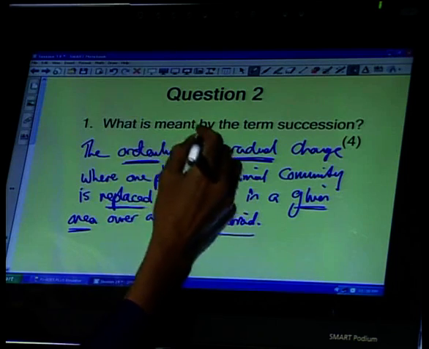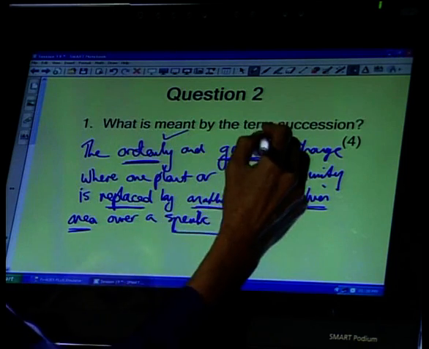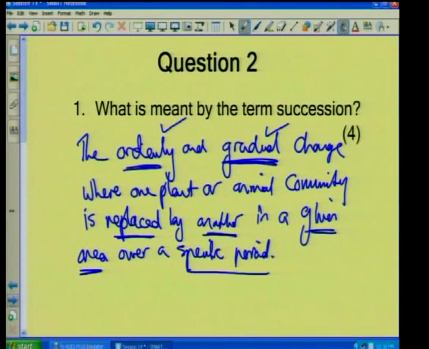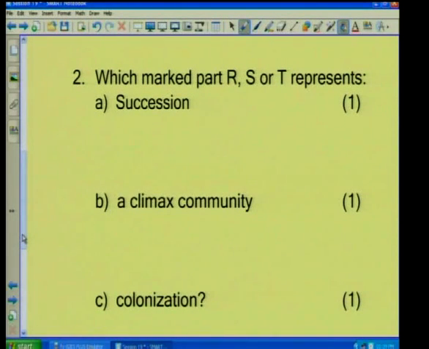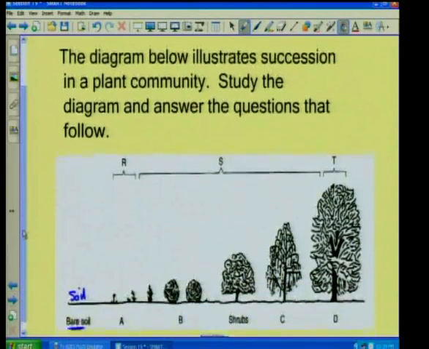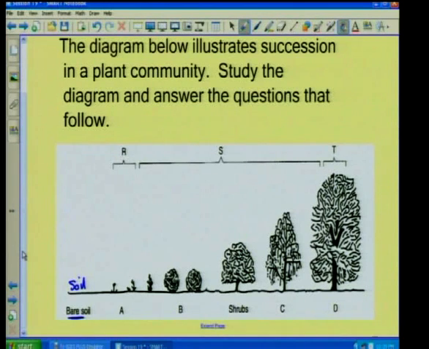So your marks are going to be orderly and gradual, where a plant or animal community is replaced in a given area over a specific period. And that's your 4 marks. Okay. Which marked part, R, S, or T, represents succession, climax, or colonization? So it's R, S, or T. So let's have a look at our diagram. R, S, or T. So we've got to decide which one is going to be climax.